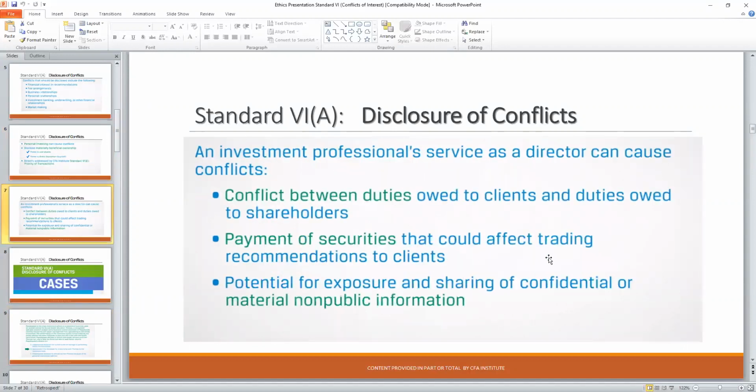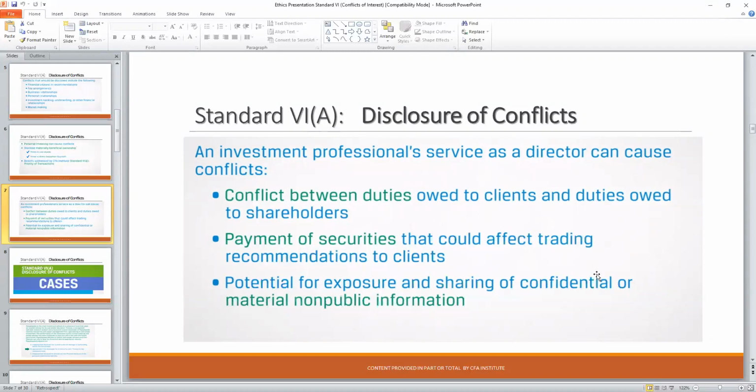An investment professional serving as a director can also cause a conflict. It can cause a conflict between duties owed to the clients and duties owed to the shareholders. So again, disclose, discuss. Payment of securities that could affect trading recommendations to clients, and potential for exposure and sharing of confidential or material non-public information. So if you take on the role as a director on either for-profit or non-profit, then that oftentimes has inherent conflicts built into your duties and obligations to your clients and to your employers. So it's important that you put those on the table.